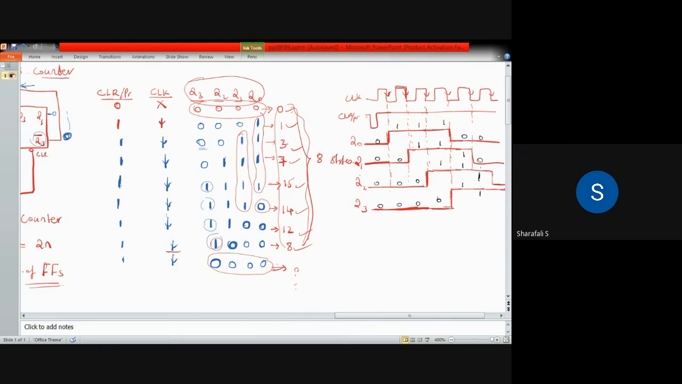Okay. So in the case of an asynchronous counter, as we discussed earlier, the clock is not directly connected to all the flip-flops. It is connected only to the first flip-flop. That we already discussed when we differentiated the synchronous and asynchronous counter.